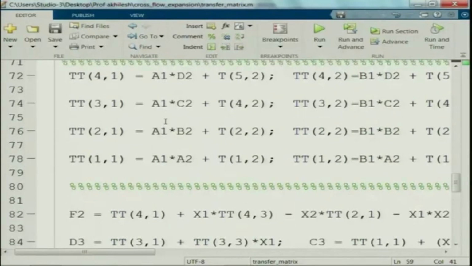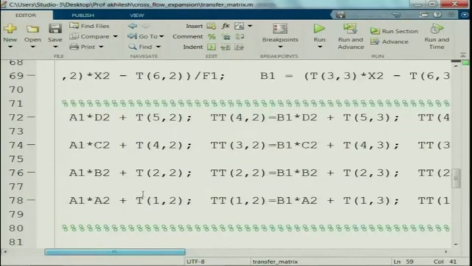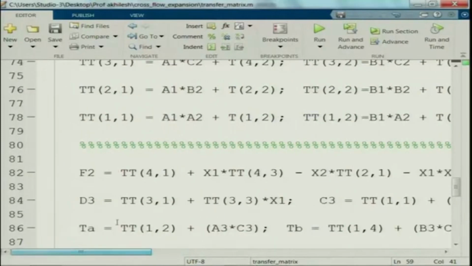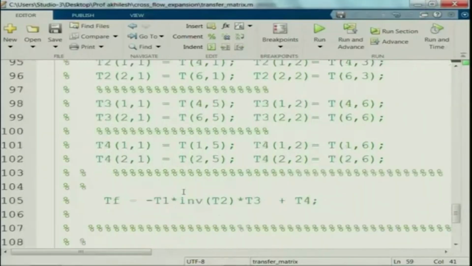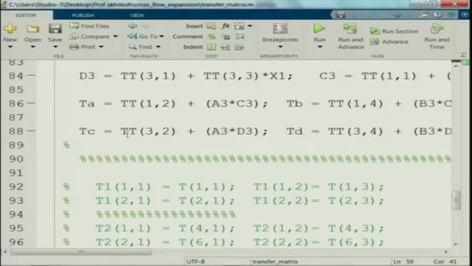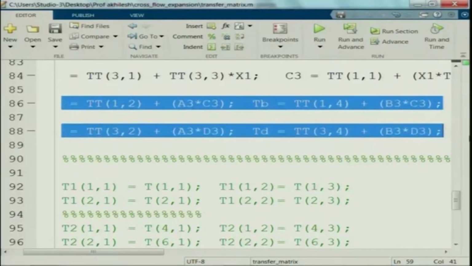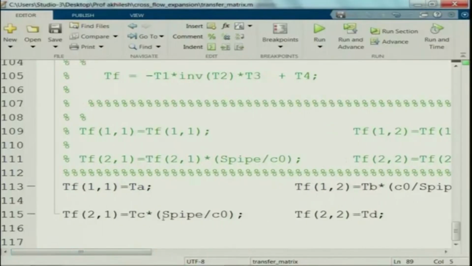So, with all these boundary conditions, you will get these TT matrix terms, and then you will have your parameters defined in terms of the TT matrix and a number of other parameters. I have purposely commented out this part, and finally the main thing is your TA, TB, TC, TD. These are your four-pole parameters, and then you just put it back in PV form rather than the P, rho naught, C naught, U naught form.